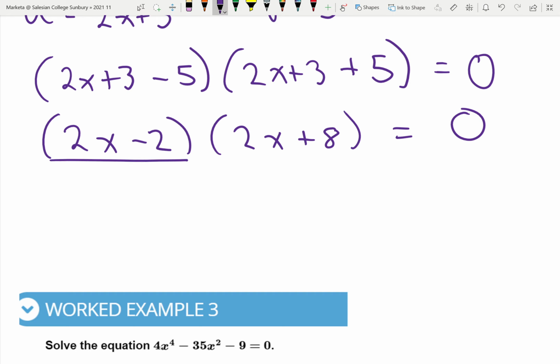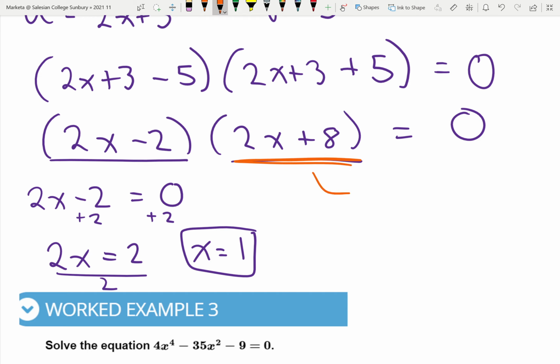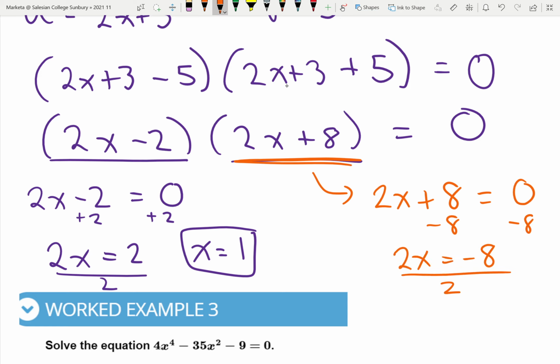This can equal 0, and this can equal 0. So let's deal with this one. 2x minus 2 equals 0, so add 2 on both sides. 2x equals 2. Divide by 2. x equals 1. And the second one, 2x plus 8 equals 0. So let's minus 8 on both sides. 2x equals negative 8. Let's divide by 2. x equals negative 4. So our two solutions are 1 and negative 4.